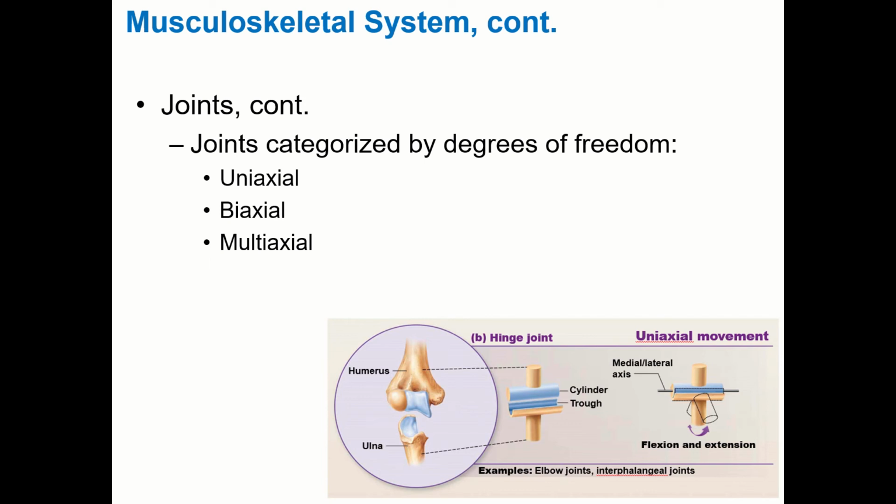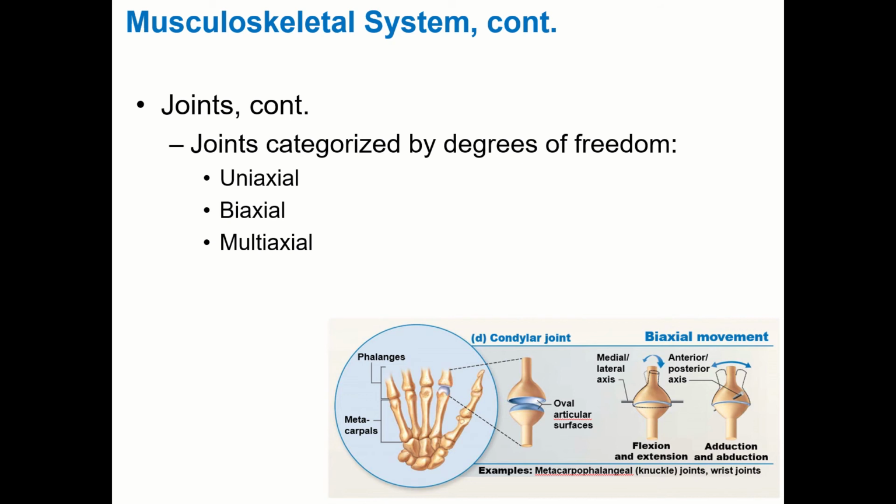A biaxial joint is a joint that moves in 2 planes. So the example I've got on here is the second metacarpophalangeal joint. So your MCP joints, those are your knuckles in digits 2 through 5. So your second MCP joint is right here. And so at that joint, we can get flexion extension, which is in the sagittal plane. And then we can also get abduction adduction of the fingers, which is in the frontal plane. And so because it can move in both the sagittal plane and the frontal plane, it has 2 degrees of freedom, and it is then biaxial, bi meaning 2.